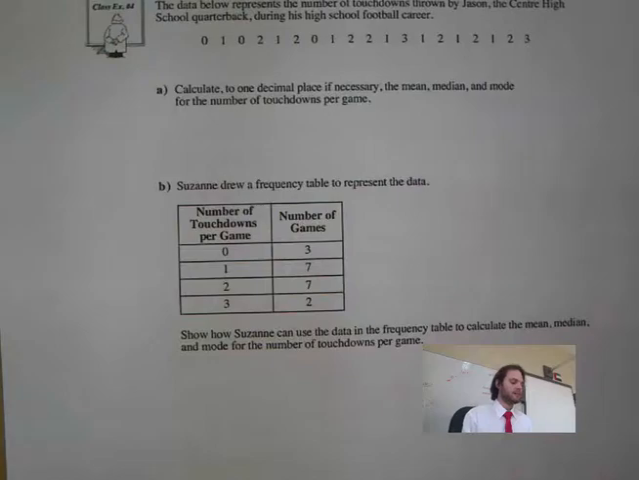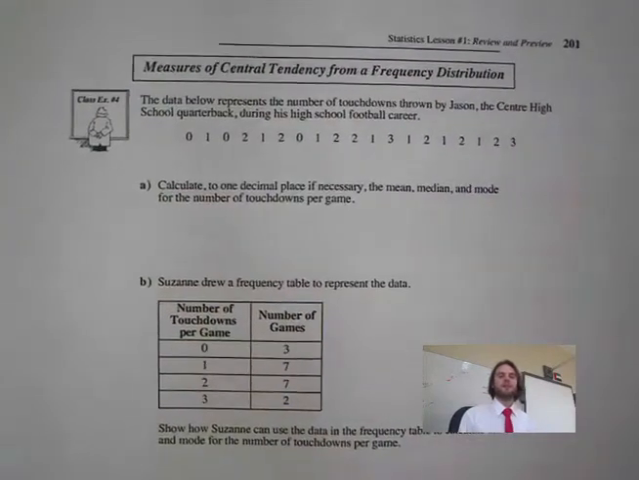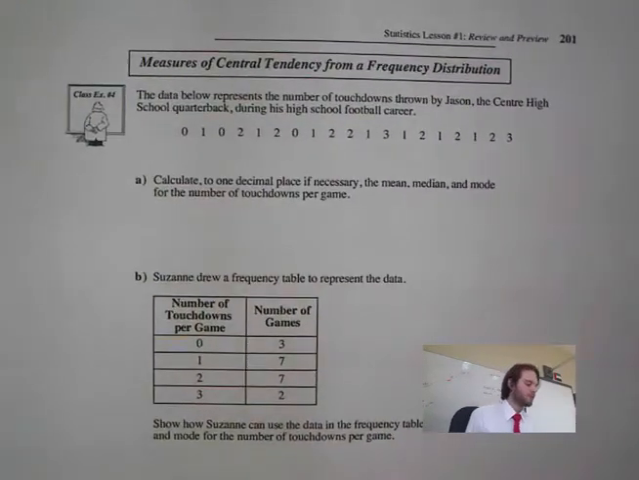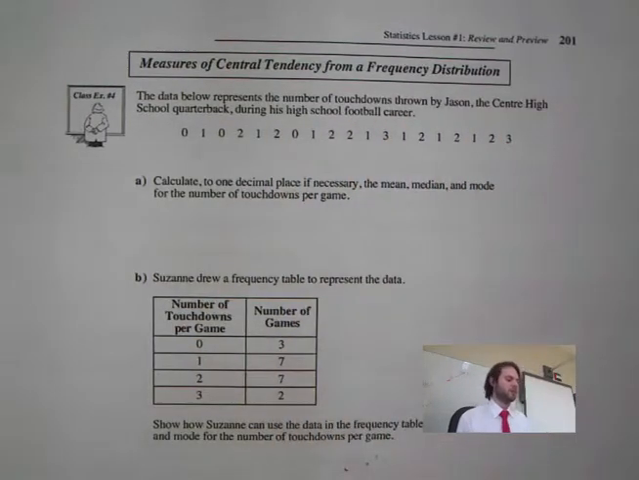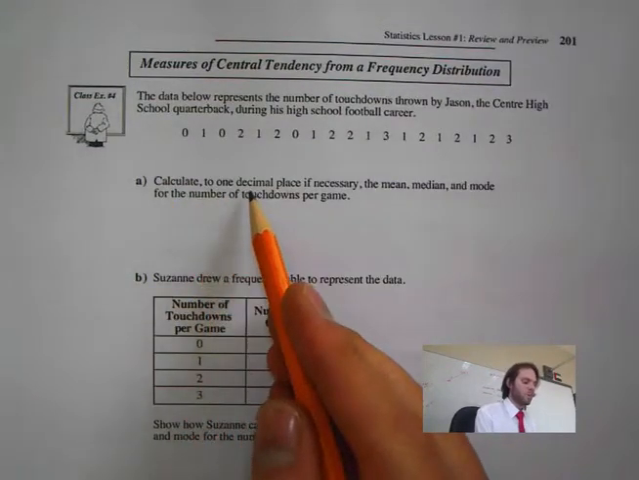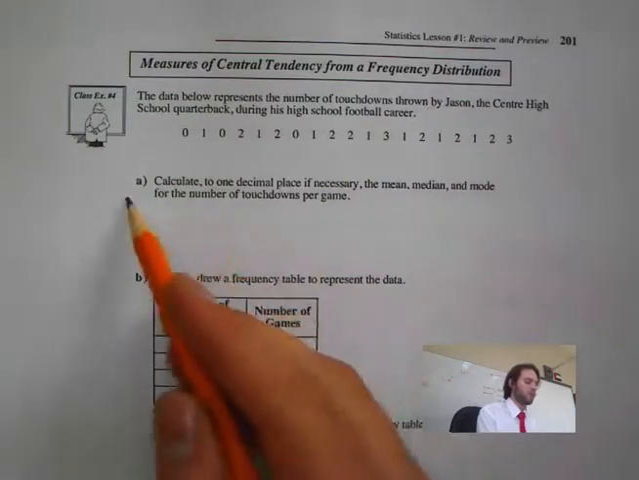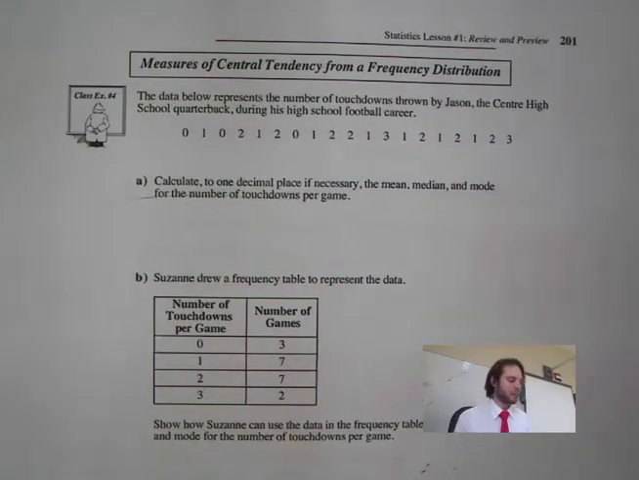Next one, we're going to look at the measures of central tendency and frequency even more. It says the data below represents the number of touchdowns by Jason, the high school quarterback, during his high school career. Now it says calculate to 1 decimal place the mean, median, mode of the number of touchdowns per game. All right, so number of touchdowns per game.